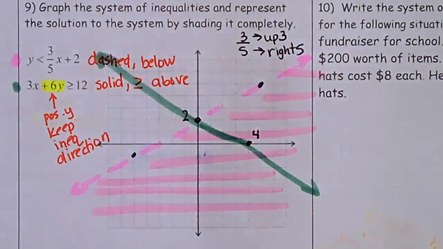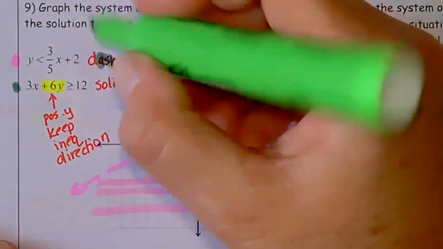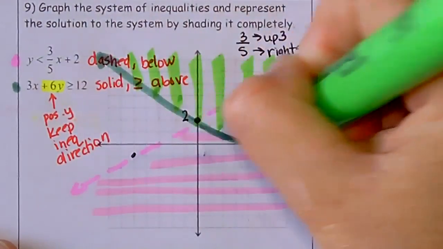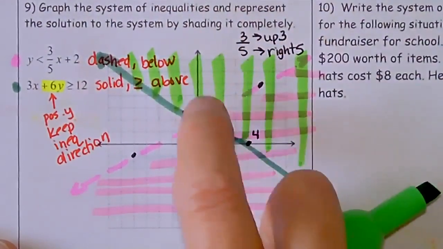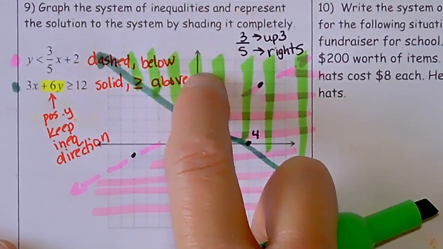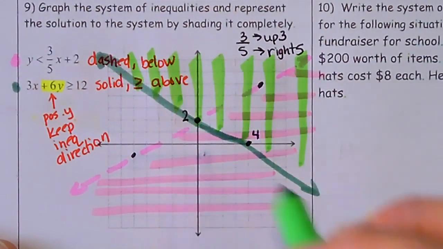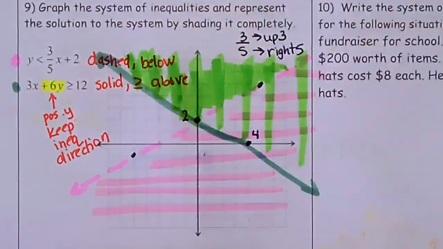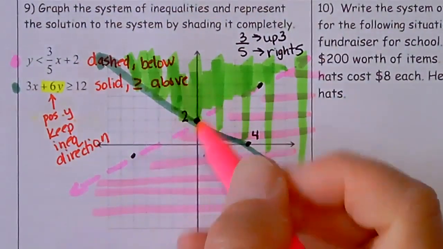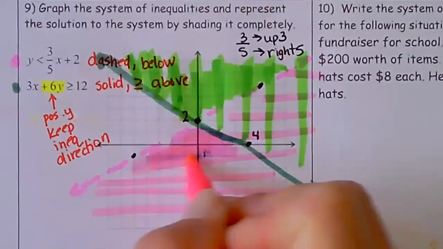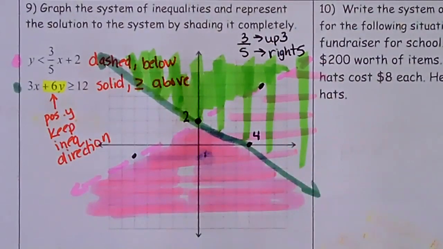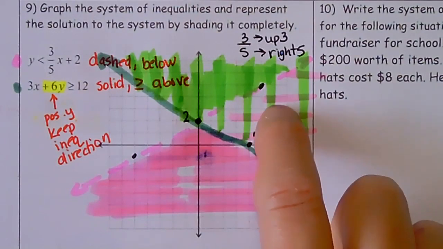And then I'm going to be shading this one above. So I'm shading above. So you see here is just green. Here is pink. This is my green part just here. This is my just pink part right here. And this part here where I have both colors, this is my answer.